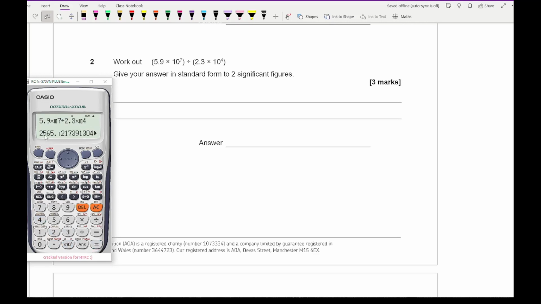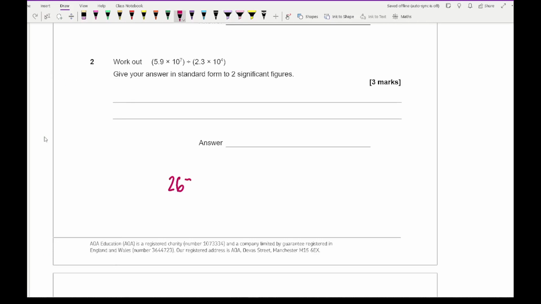and it's given us a really long decimal number. Now the question is asking us to give the standard form number to 2 sig fig, so that's going to be 2.6. So if I just write down what the answer is, it's going to be 2,600, so you need to convert this number into standard form, so it's going to be 2.6 times 10 to the power of 3.